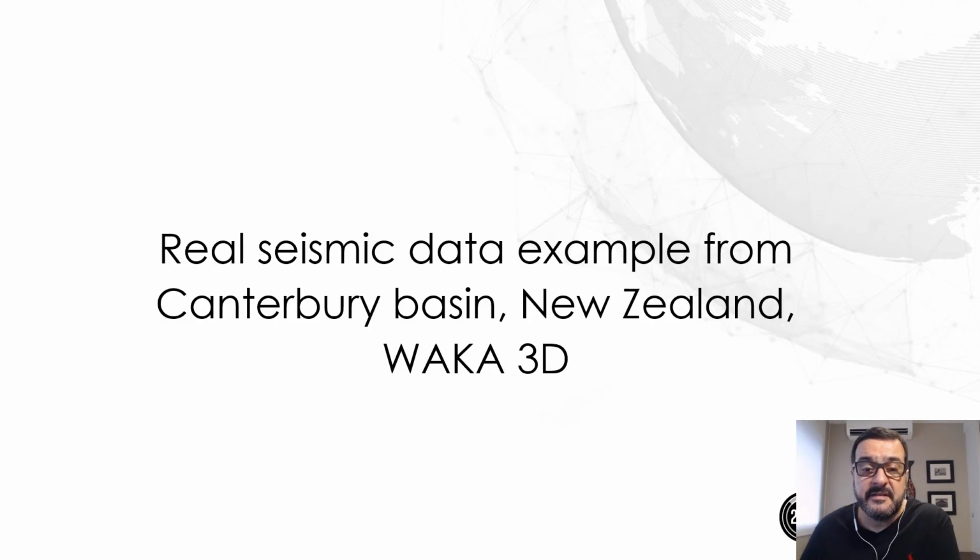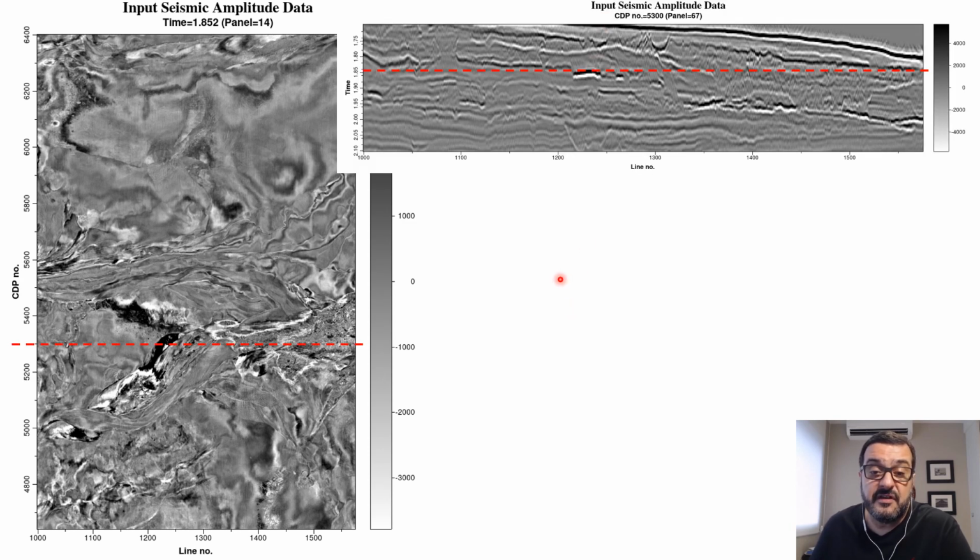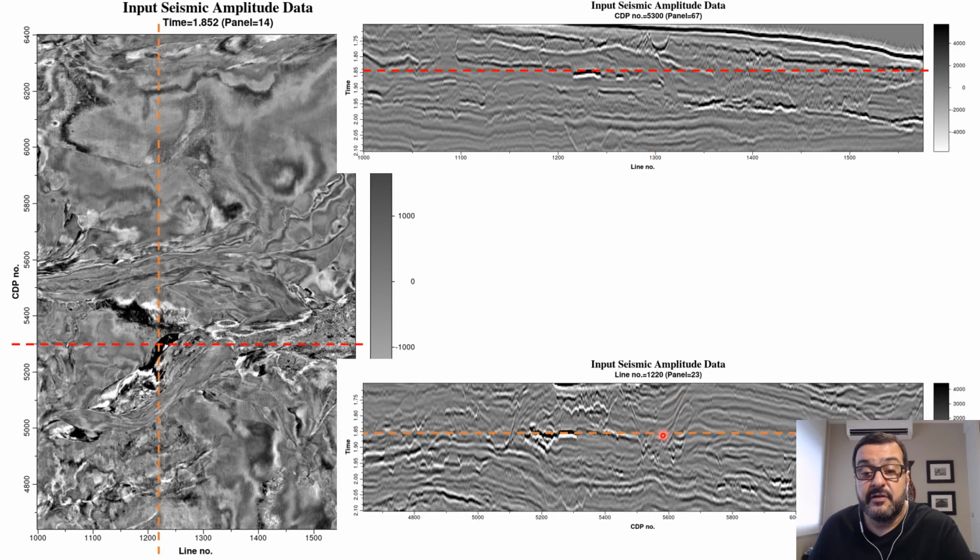Now let's apply the technique to a real seismic data from Canterbury Basin, New Zealand, WACA 3D. Considering this data is using reverse polarity or European polarity, we can see clearly both in the time slice and in the vertical CDP section a beautiful bright spot here. We can also view the bright spot in the inline.